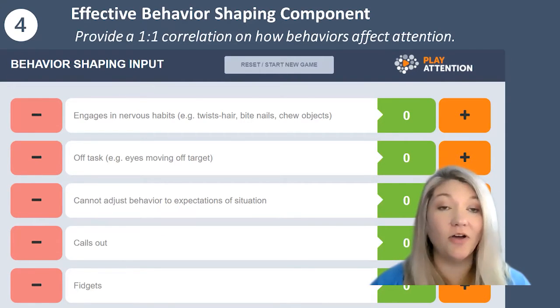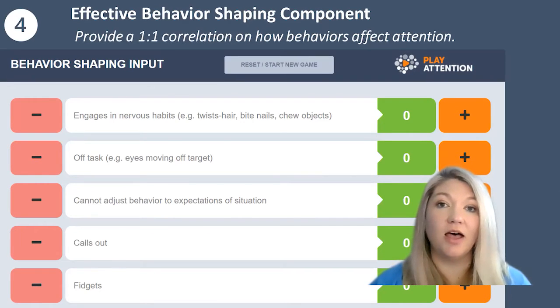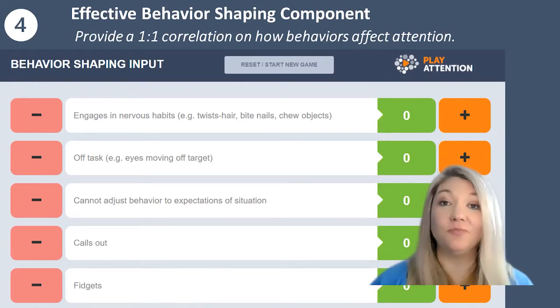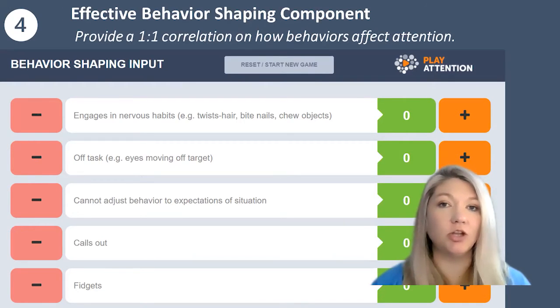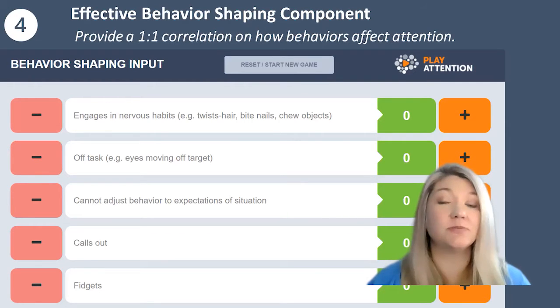And I also discussed that the third integration would be our behavioral shaping component. So this is something that's not done very often, but we know it's very effective. Oftentimes you might be working with individuals that have self-distracting behaviors. It might be the fidgets, might be getting frustrated, it might be calling out. And again, you could be using Play Attention, and maybe you're not using this to its fullest potential.